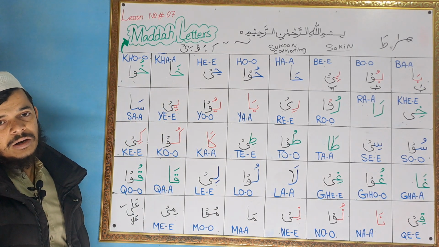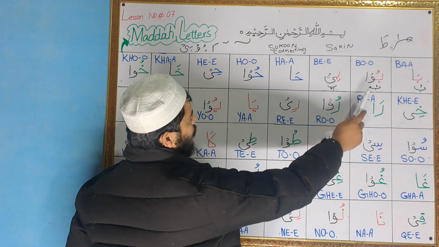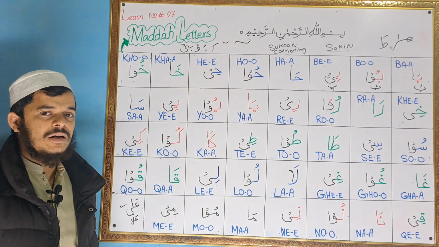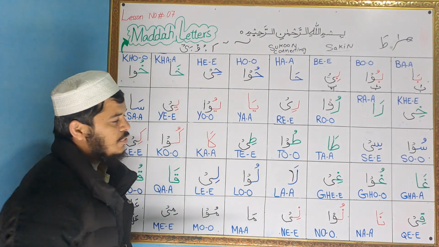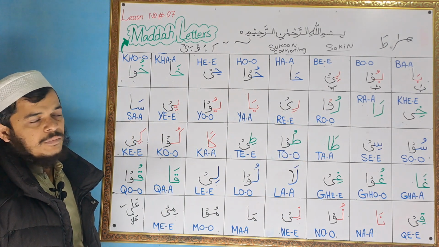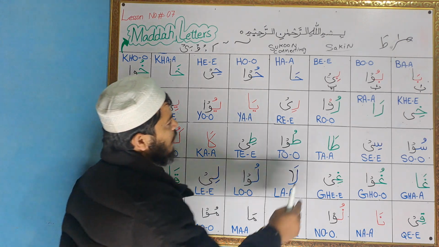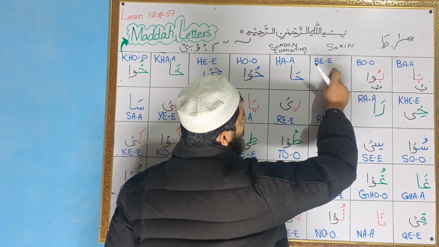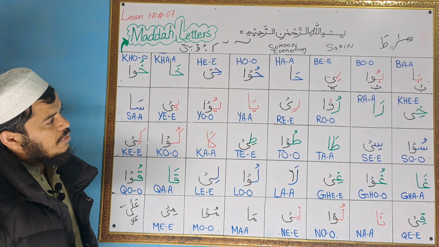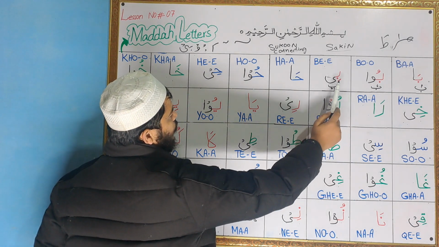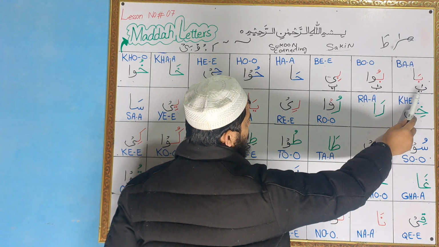So in Indo-Pak writing or script, you will see after dhamma, waw with sukoon is mentioned for madda letters, and after kasra ya with sukoon is mentioned for madda letters. But in Uthmani script, you will see that after dhamma simply waw will come, and after kasra ya will come, and it will show the madda sound. Bu, bu, bi.